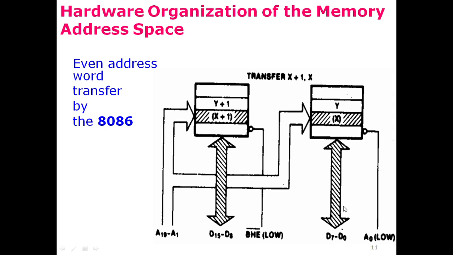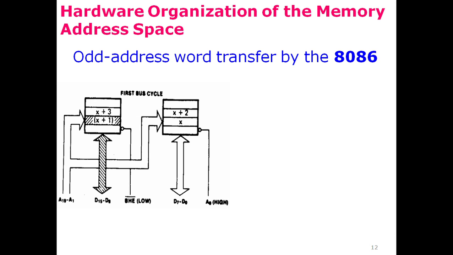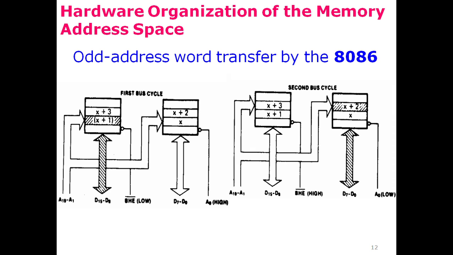So 8 bits are transferred to or from this bank, and 8 bits are transferred to or from this bank. So 16-bit data in total would be read or written to the memory of the 8086 microprocessor in just one bus cycle. In the 8088, similar 16-bit data can be read or written to the memory in 2 separate bus cycles, while here the 16-bit data can be read or written in just one bus cycle. Similarly, the odd address word can also be transferred by the 8086 microprocessor.